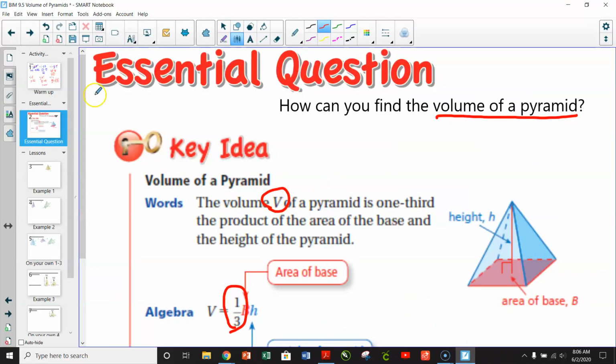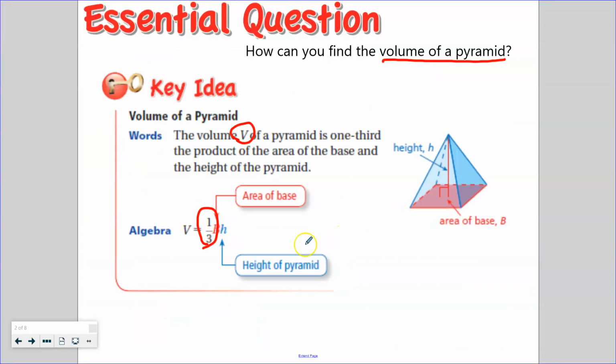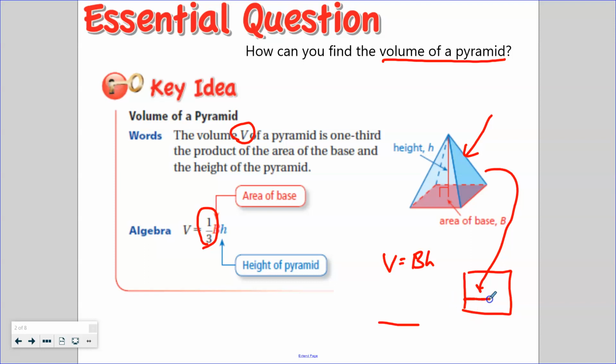Alright, so that is why we do 1/3 base times height, because the volume of the prism, right, was just base times height, but we know that the square pyramid is 1/3 that, right? So we say that one of these fits into here, which would be 1/3.